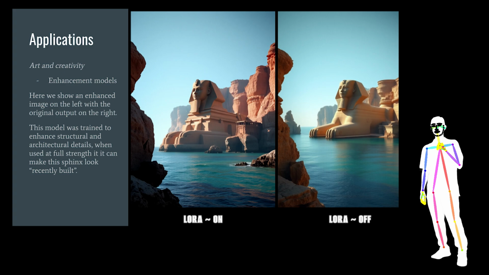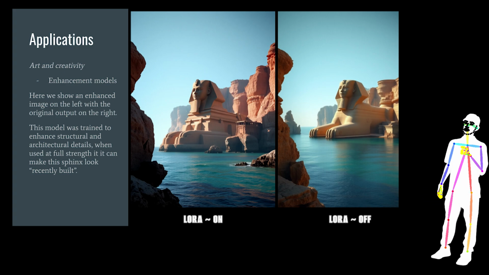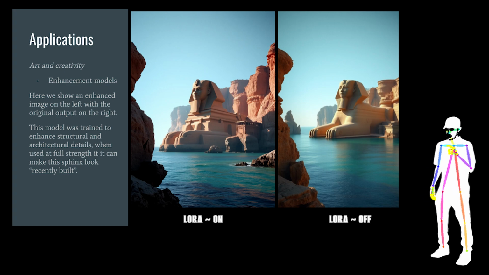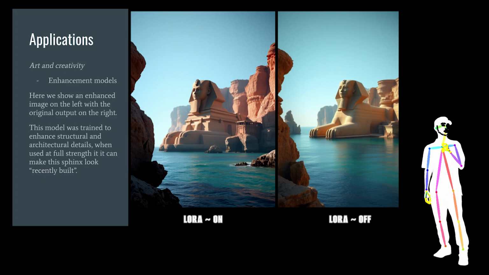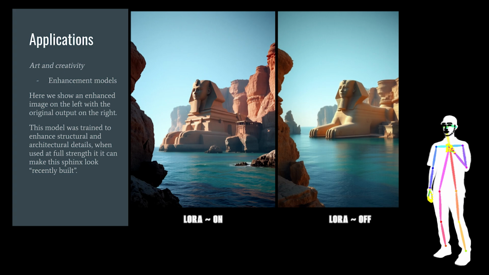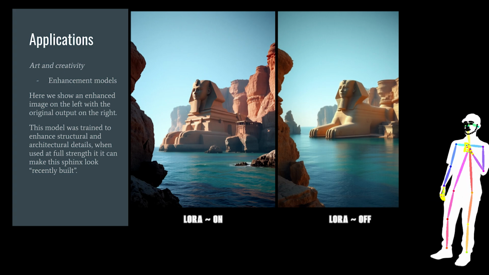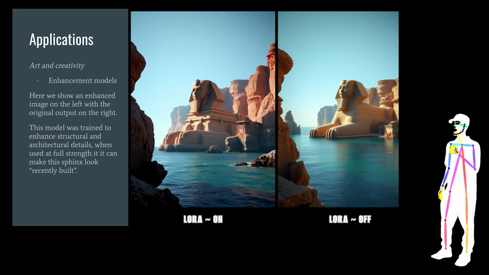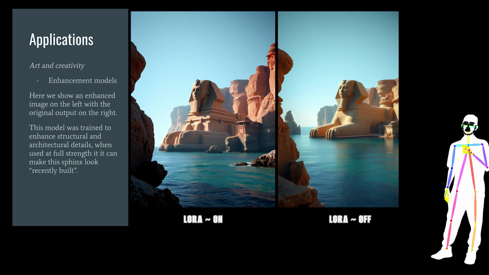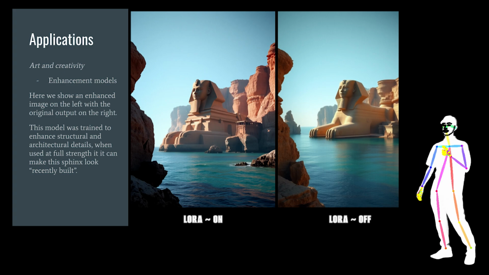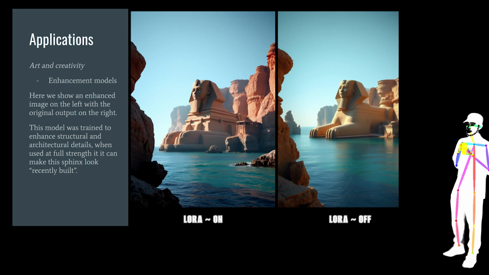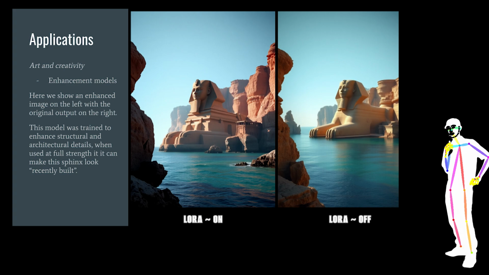All right. So, you may have heard of low-rank adaptation models. You may have not. This is the output from an enhancement model which I created. By taking 30 different examples of architecture, we've got a structural enhancement model. The one on the right is an AI-generated Sphinx, okay? The one on the left is the exact same image, but with my enhancer applied. What it's done is it's made it look brand new.